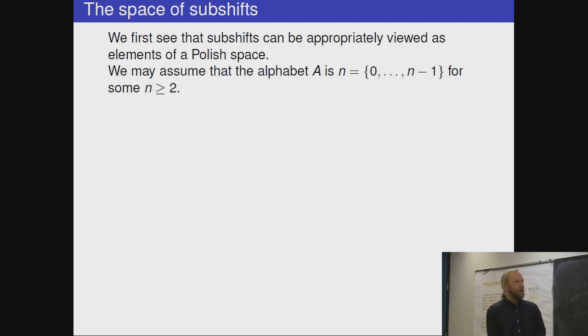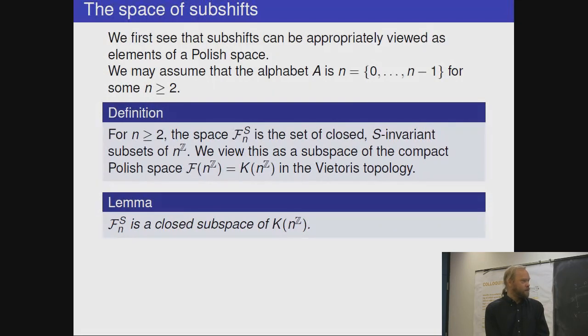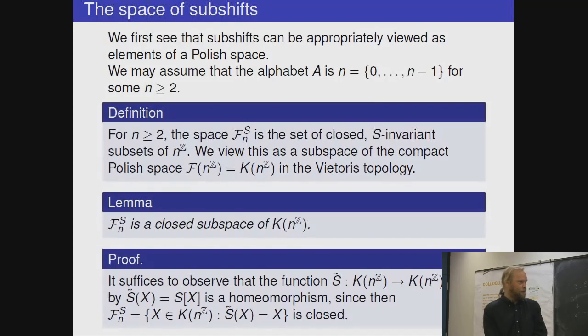In fact, you can always code a subshift on a larger alphabet into one of just 0, 1. So we'll define our space of closed shift invariant subsets of n to the Z. Again, I'm taking n to be the set 0 up through n-1. Well, we can look at the space n to the Z, what we call the hyperspace of compact sets. K of n to the Z is all compact subsets of the space. This turns out to be a Polish space under a topology called the Vietoris topology, and can be given a metric called the Hausdorff metric. So it's a nice space, and it turns out that the set of shift invariant subsets is a closed subspace of K of n to the Z. I'll just skip over this. It turns out that the set of solutions to any equation is a closed set, and we can represent that this way.